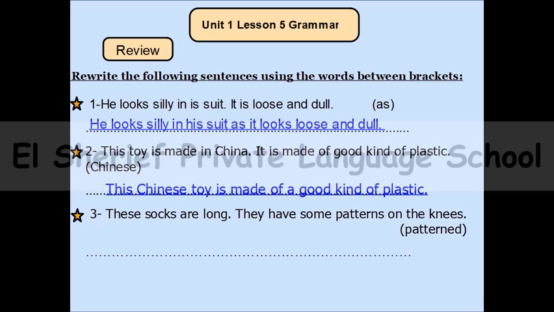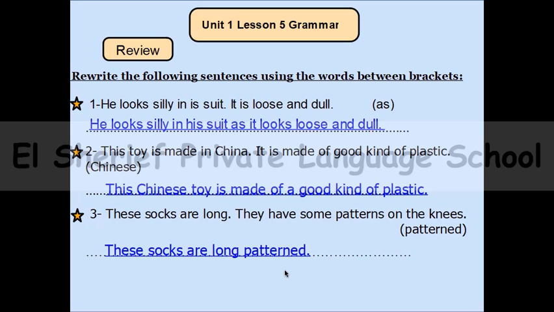And here we can go to number 3. These socks are long. They have some patterns on the knees. And here you can use the word patterned. By the way, patterns here are like decorations or shapes. Patterns here is a noun, and here we will use the word patterned as an adjective. So here we can say that these socks are long patterned. So here he's describing the socks with the word patterned, and this is an adjective.